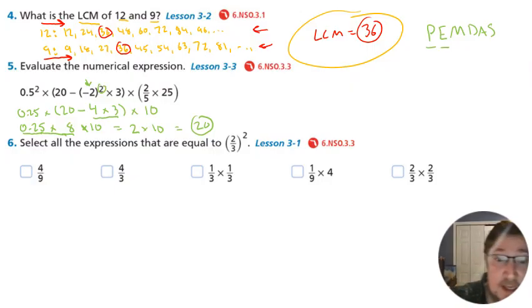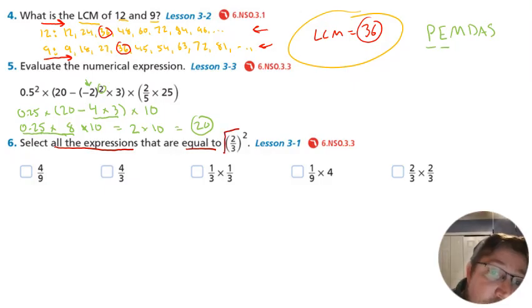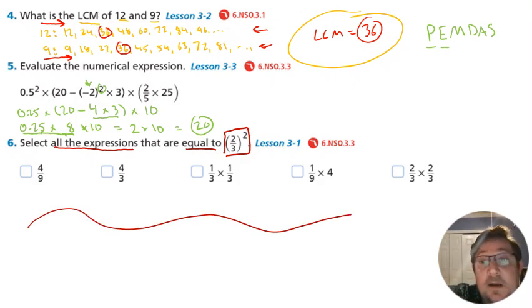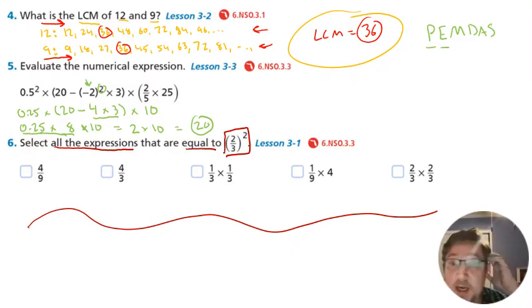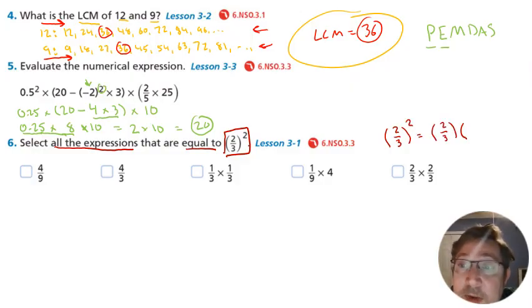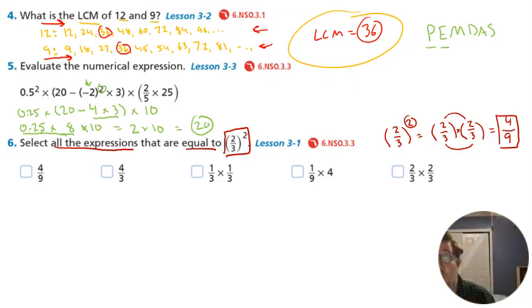All right, question 6. Select all expressions that are equal to 2/3 to the power 2. So when it says select all expressions, that means it's very likely that we will have more than one answer. So first, I want it to be equal to 2/3 squared, or 2/3 to the power 2. I take the base, 2/3, and multiply it by itself 2 times. 2 times 2 is 4. 3 times 3 is 9. So I'm looking for expressions that are equal to 4 over 9.